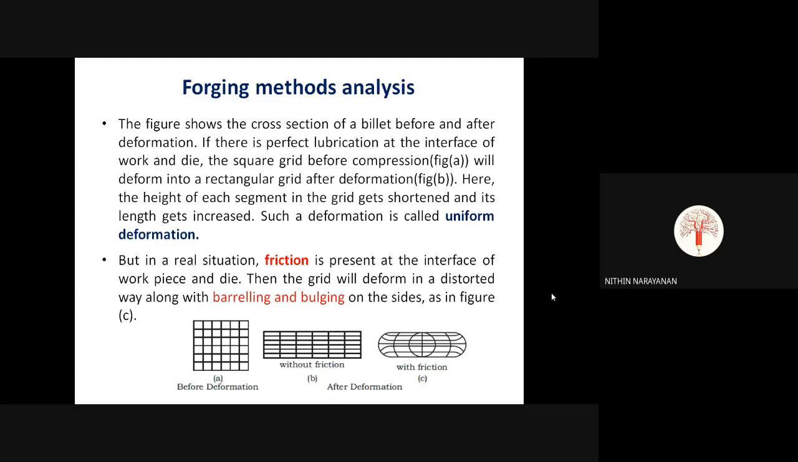So we are applying compressive force. When we apply compressive force, what is happening? Its height is reduced and its lateral dimensions are increased. So it is converted into a rectangular shape, as seen in figure B. How are we applying the compressive force? Actually, we are squeezing this square material into a rectangular material by applying compressive force. That is called forging. Either we are giving impulsive forces or we are giving continuous squeezing forces.